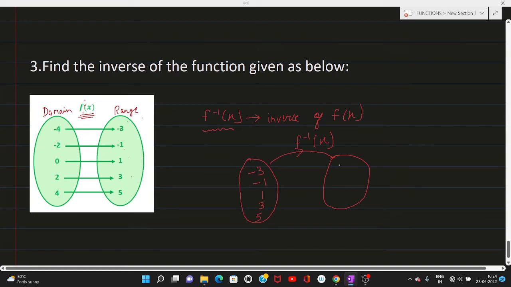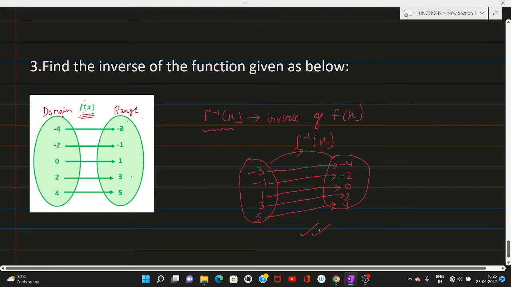And in the next set, we write the elements of the domain of f(x). So it is minus 4, minus 2, 0, 2, 4. Now let's relate them. So minus 3 goes to minus 4, minus 1 goes to minus 2, 1 goes to 0, 3 goes to 2 and 5 goes to 4. I hope this is clear. So this is the inverse of a function.